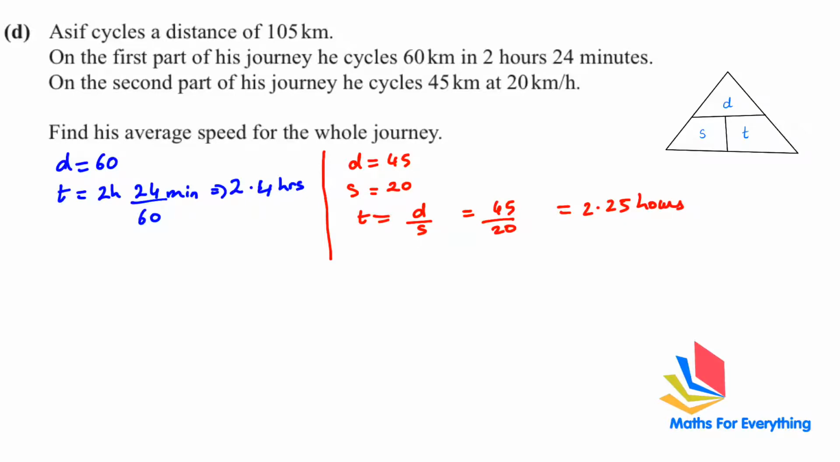To find the average speed, we need to add the total distance, which is 60 plus 45, and divide by the total time taken, which is 2.4 plus 2.25. And this will give us 22.58. You can leave it like this or round it to one decimal place.